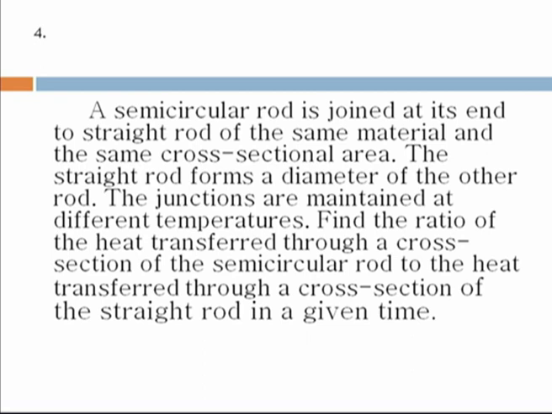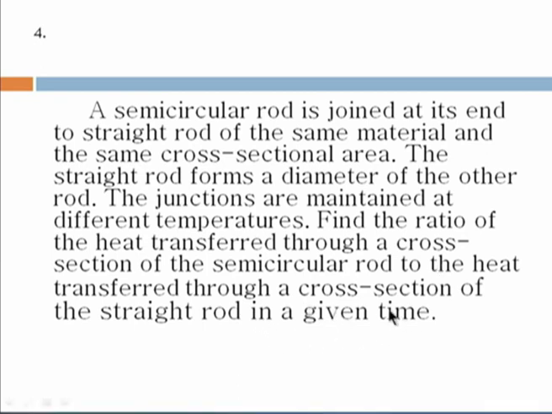A semicircular rod is joined at its ends to a straight rod of the same material and same cross-sectional area. So here of the two metal rods, one is a semicircular rod, one more is a straight rod. Both are of the same material, that means both have the same coefficient of thermal conductivity. Both have the same cross-sectional area, it is given that this area A is also the same. The straight rod forms the diameter of the other rod. The junctions are maintained at different temperatures. He is asking to find the ratio of heat transferred through the cross section of the semicircular rod to that transferred through the cross section of the straight rod in a given time.